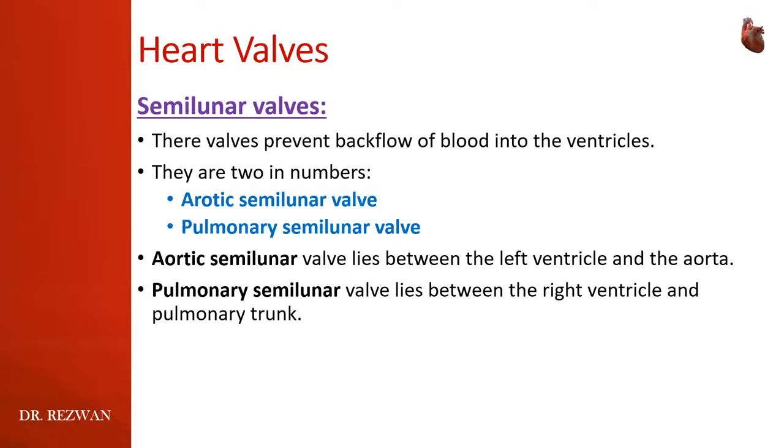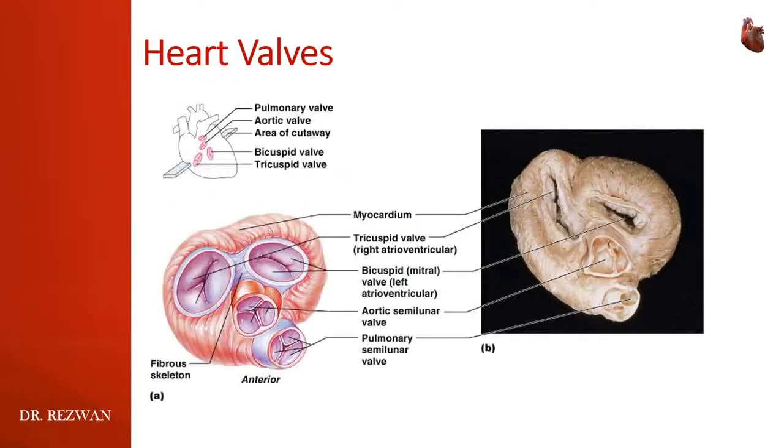Now the semilunar valves are actually the aortic semilunar valve and the pulmonary semilunar valve. We already saw the picture. Aortic semilunar valve lies between the left ventricle and the aorta, and the pulmonary semilunar valve lies between the right ventricle and the pulmonary trunk. Again the picture, and this is the real one where we can see the tricuspid, 1, 2, 3, bicuspid. This one is the aortic and this is the pulmonary.